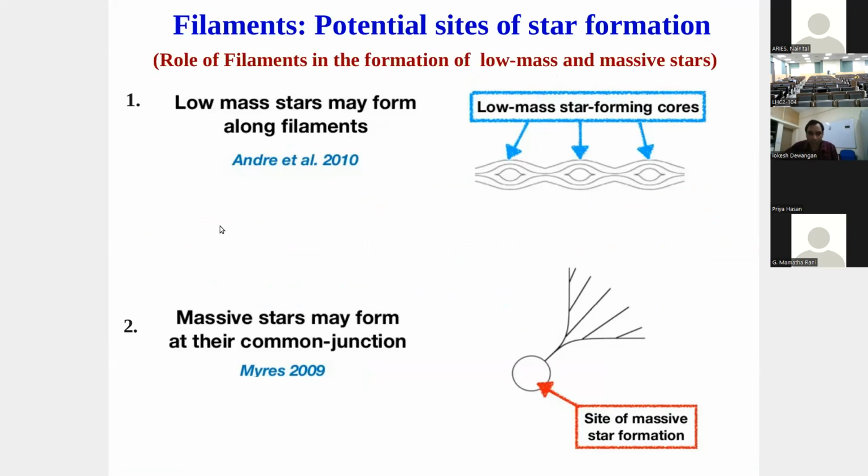In general, you can divide low mass stars and massive stars in terms of this filamentary association. Elongated filaments mostly harbor low mass star forming cores. But if you have a dense region surrounded by several filamentary features, those hub-like filamentary features are appropriate regions for these massive stars.